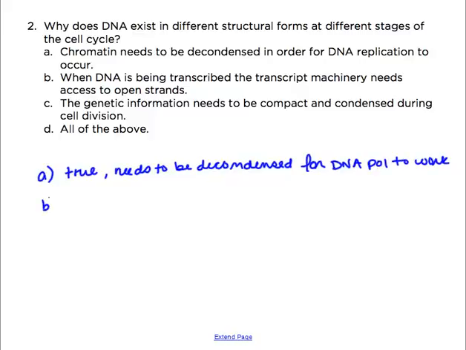Okay, statement B. When DNA is being transcribed, the transcript machinery needs access to open strands. So again, this is the same thing, only this time RNA polymerase needs to be able to get into open strands, so it needs to be decondensed for RNA polymerase.